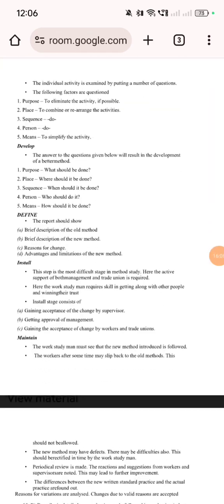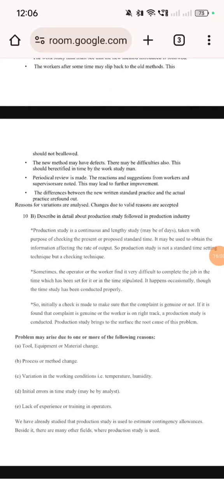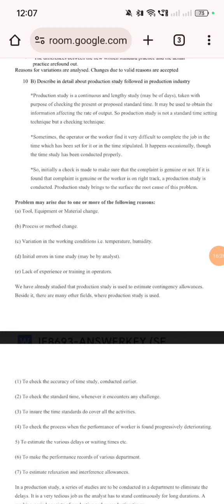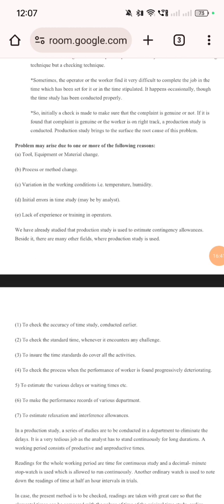Then we will discuss question number 10. Describe in detail about production study followed in the production industry. Production study is a continuous and lengthy study, maybe taking days, with the purpose of checking the standard time, and may be used to obtain information affecting the output. So production study is not a standard time setting technique but a checking technique.